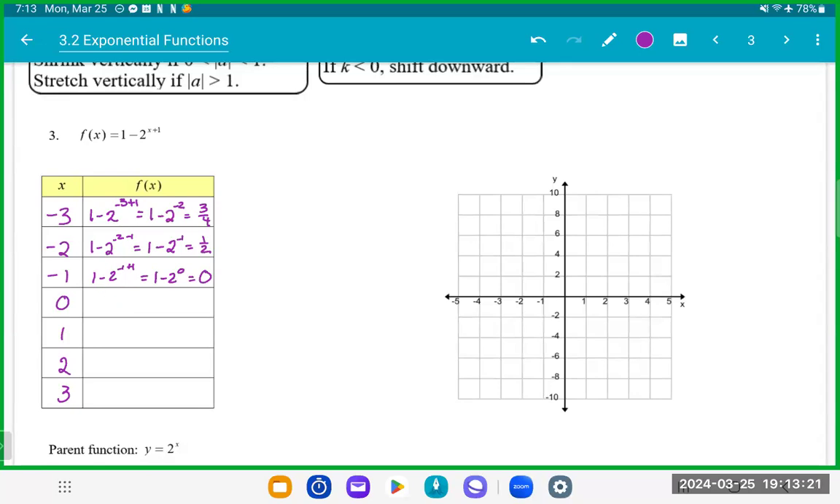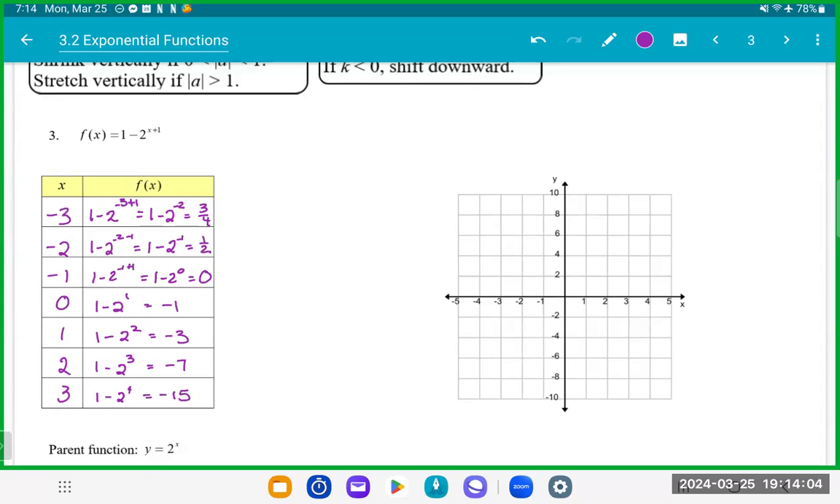This one ends up with the 0. We end up with 1 minus 2 to the 1, so that is going to give us a negative 1. This is 1 minus 2 squared, so that gives me a negative 3. This would be 1 minus 2 cubed, which will give me 1 minus 8, so that's a negative 7. And then 1 minus 2 to the 4th, which is 16, so 1 minus 16 is a negative 15.